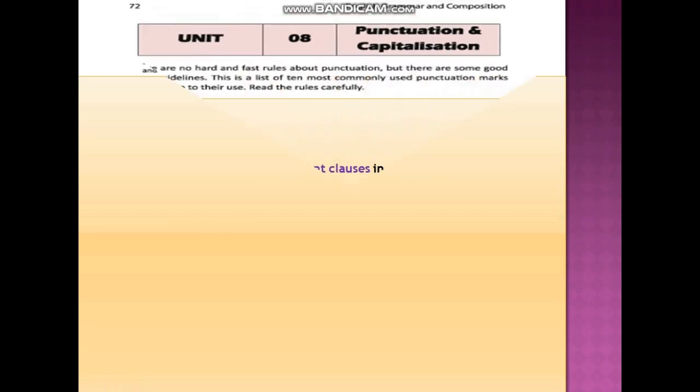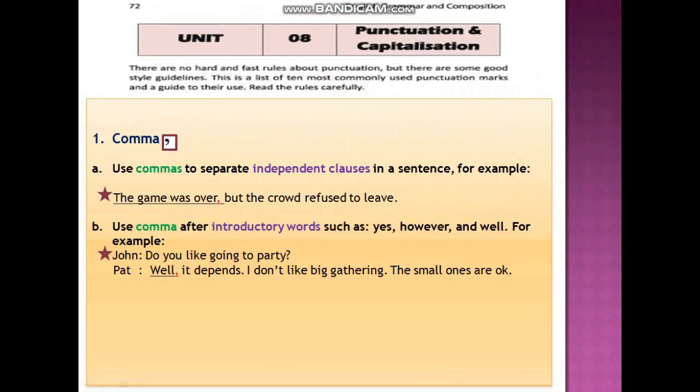So, student, capitalization is simple. It's using capital letters. Every letter has two ways to write. One is capital letter and the other is lowercase letter. Most of the letters when we write are lowercase letters, but there are some special times when we use capital letters. Okay, student, let's try to learn some rules of punctuation and capitalization by practicing some examples.